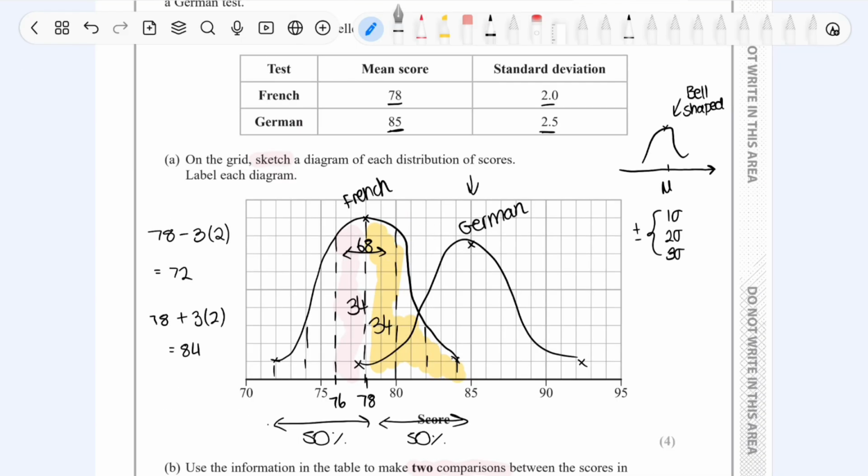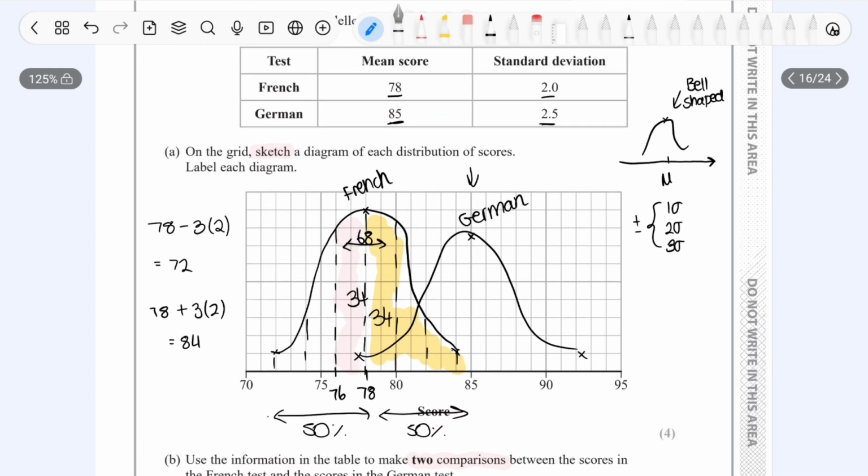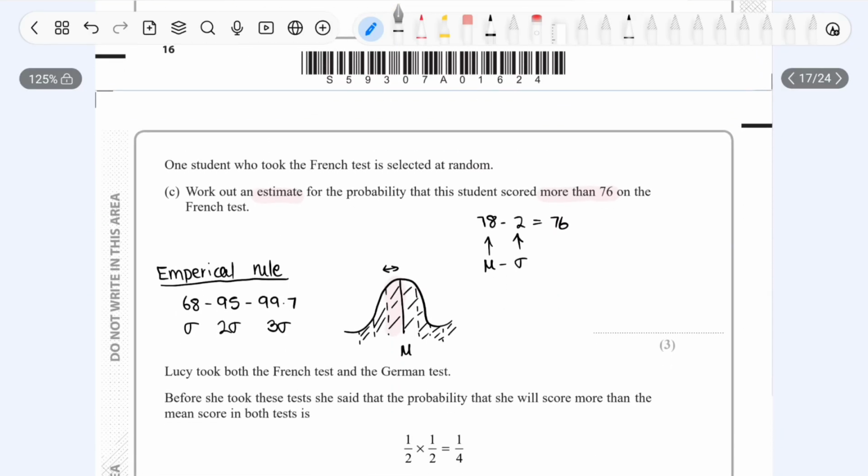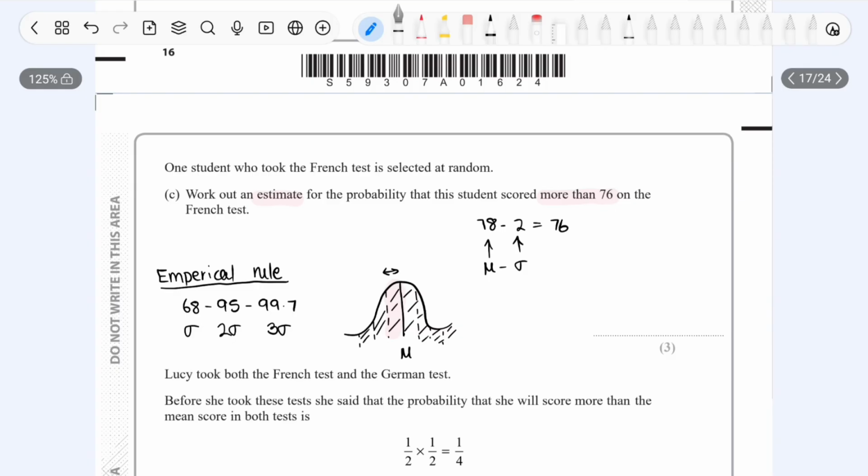So the probability that the student scored more than 76 is everything to the left of the mean, which is 78, and that's 50%, and everything between 76 and 78, which we've identified as one standard deviation below the mean. Now we know that one standard deviation plus or minus is equal to 68% as per the empirical rule, but because we're just looking at the negative part, we're going to have to divide by 2, which gives us 34%. So therefore the probability of greater than 76 would be equal to 0.34 plus 0.5, which gives us a probability of 0.84 or 84%.